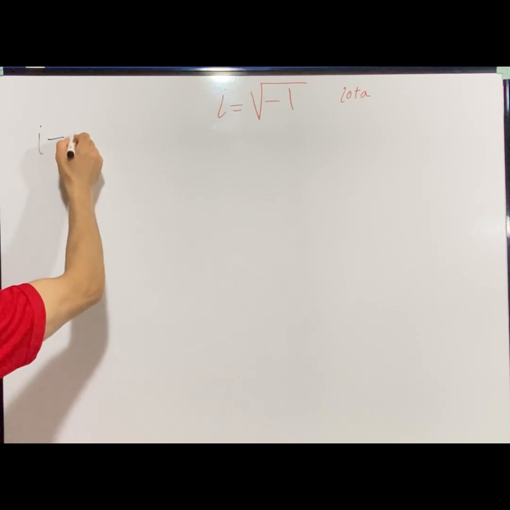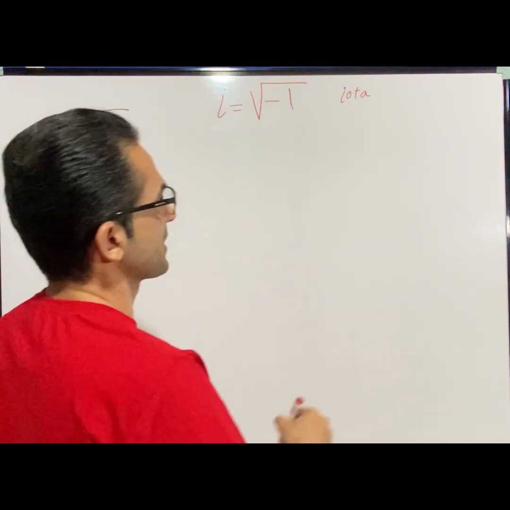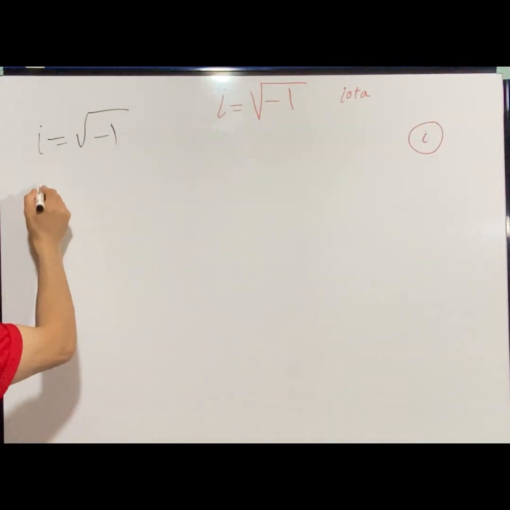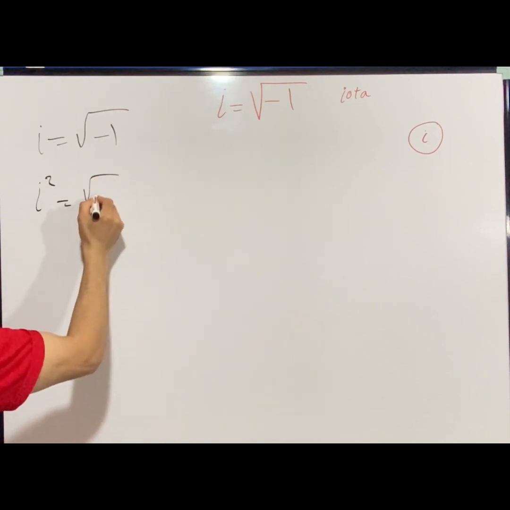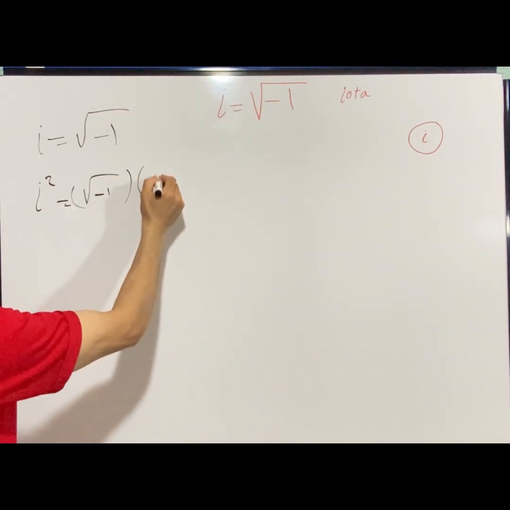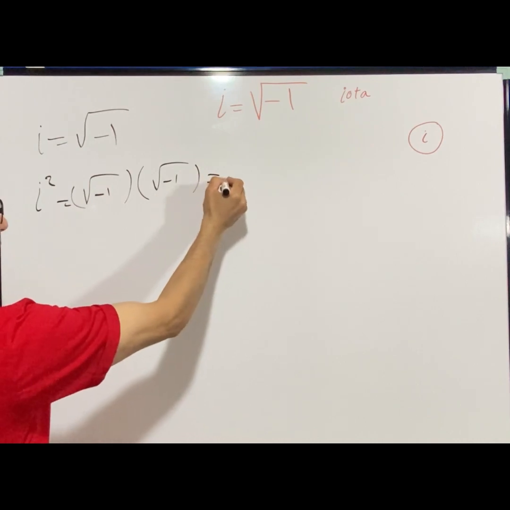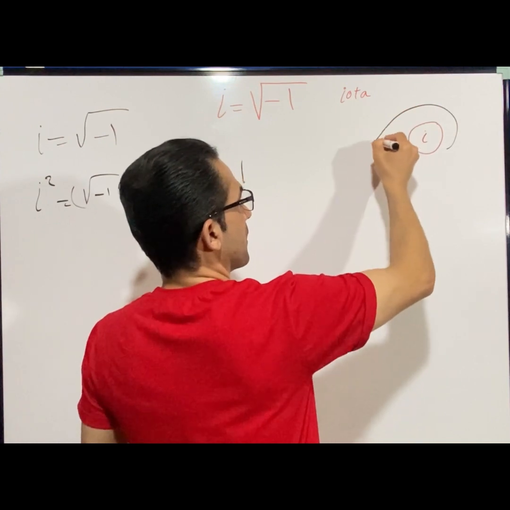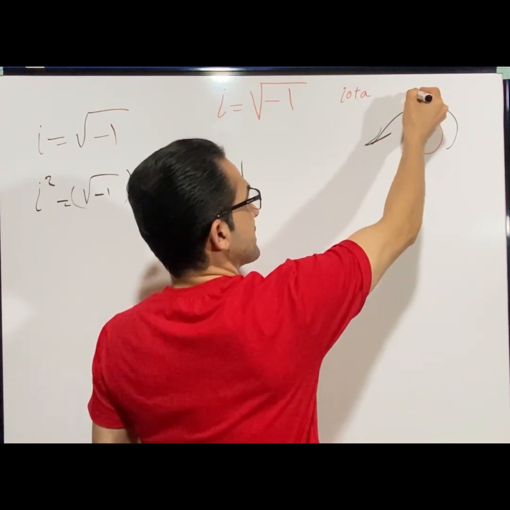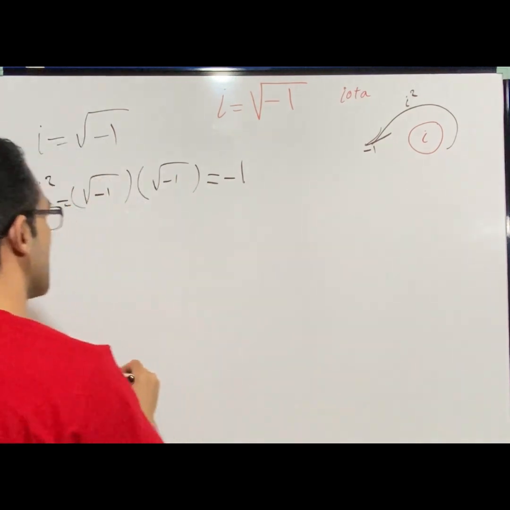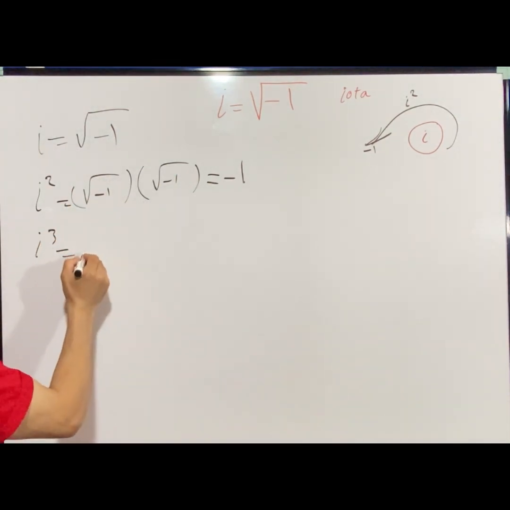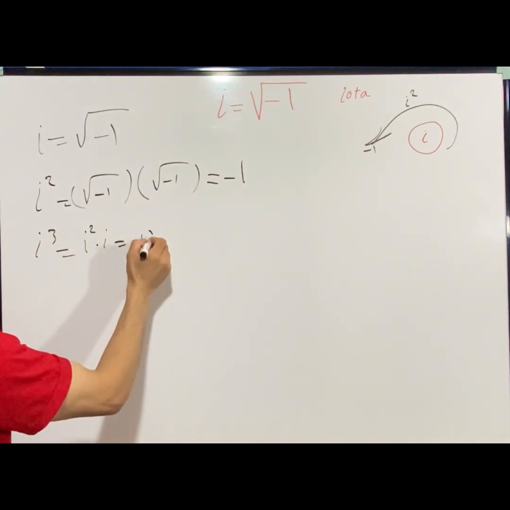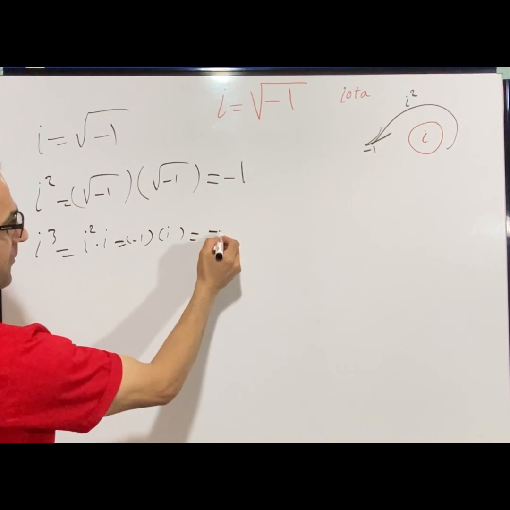Look, i equals the square root of -1. Suppose this is the core of an entity. i squared equals the square root of -1 times the square root of -1. It is equal to -1. And here i squared is -1. And i cubed equals i squared times i. i squared is -1, times i is -i.